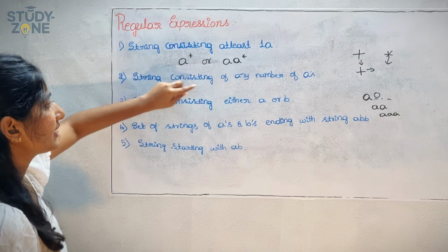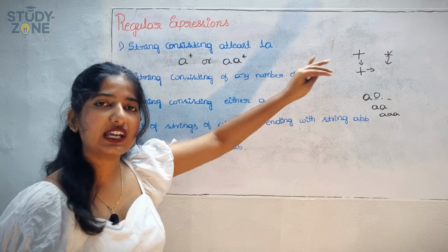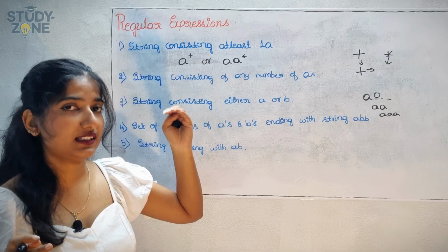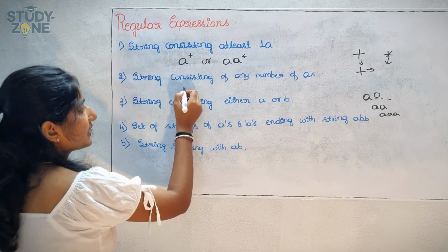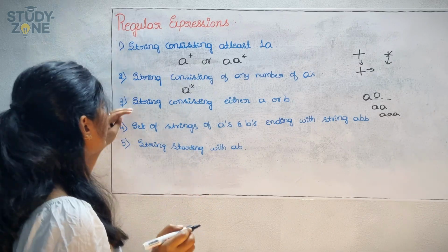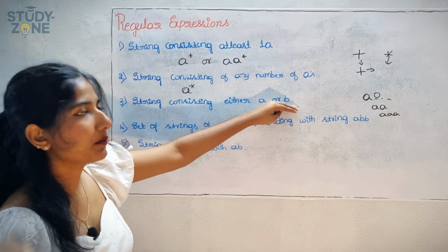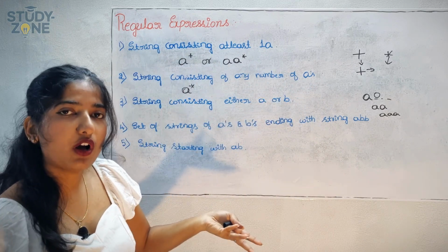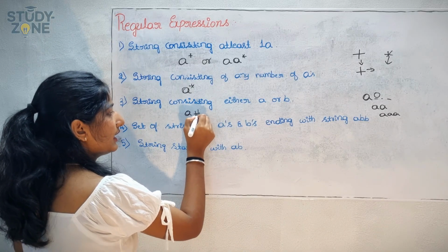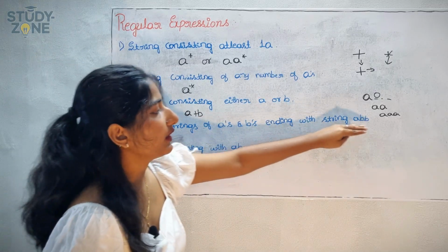And then we have string consisting of any number of A's. Any number means we can have 0, 1, 2, 3, 4, 5, 6, 7 like this. Any number means it can start with 0 also. So we can represent it with 0 or more, which means A star, right? And then string consisting of either A or B. Already it's solved. Either A or B means A or B. Or is represented with plus, right? So A plus B.